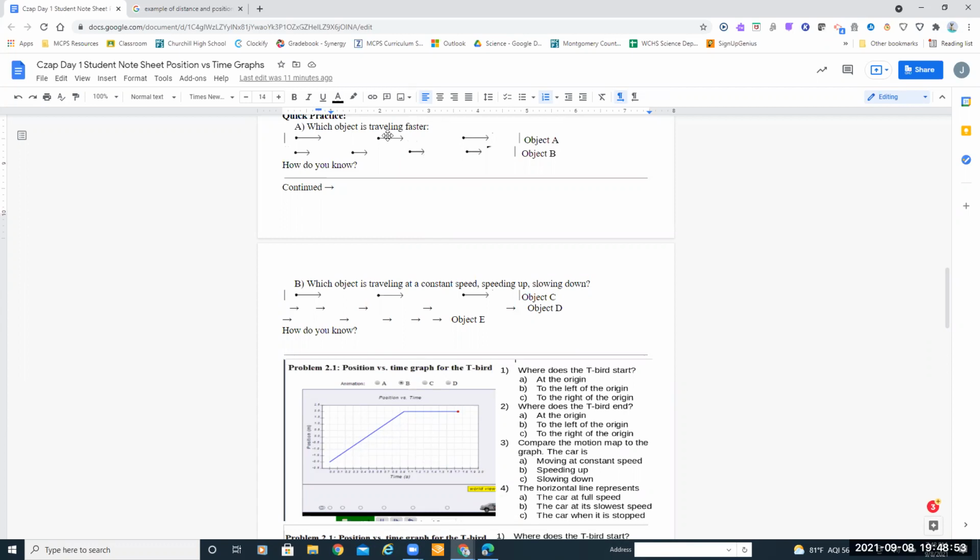The first one says, which object is traveling faster, object A or B, and what do you see that lets you know that? If you need to, pause the video and go back. I just talked about that spacing. On B, which object is moving at a constant speed? Which object is speeding up? Which object is slowing down? And how do you know?